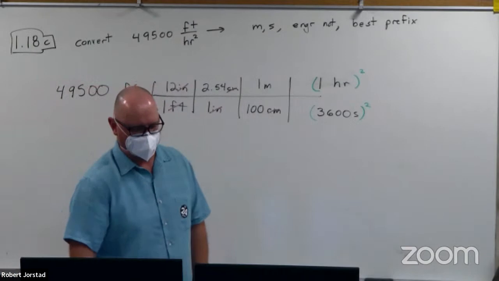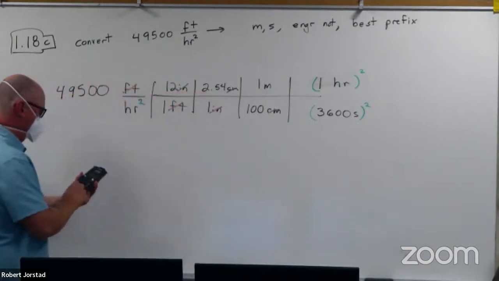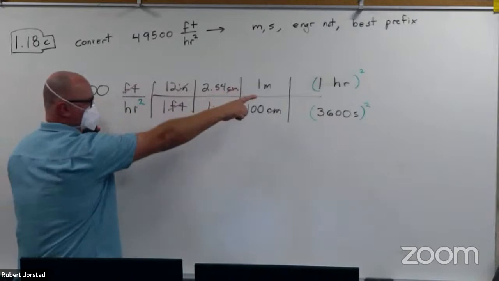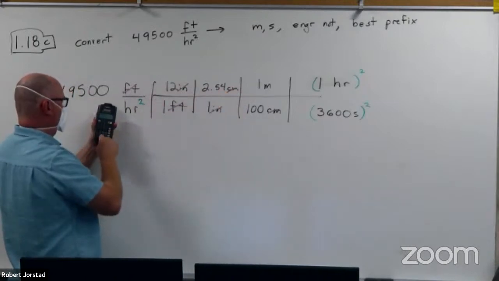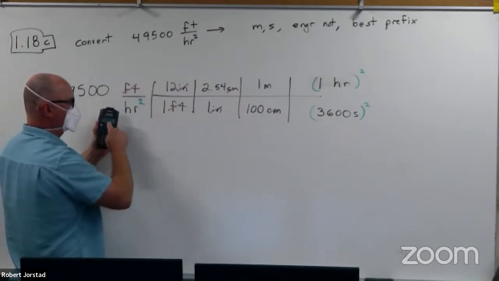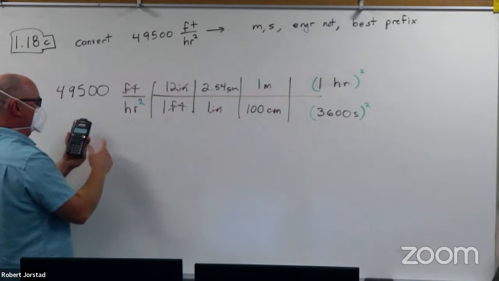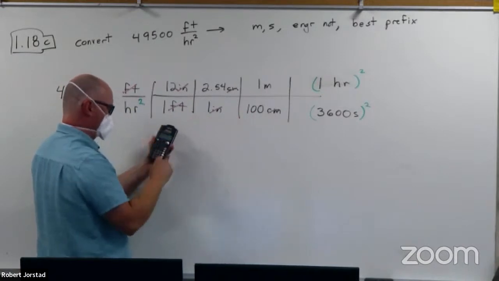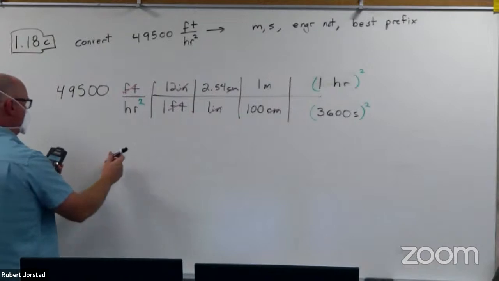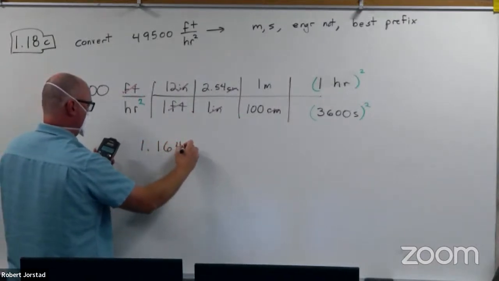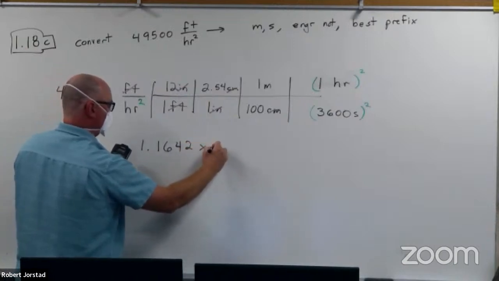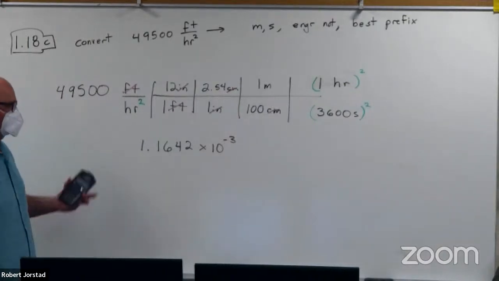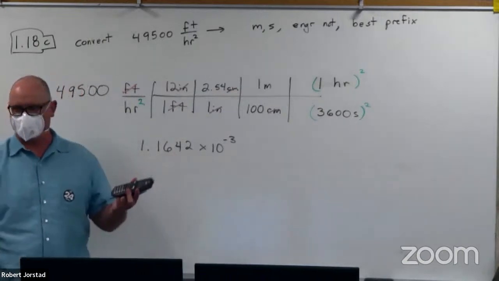What'd you get? Did somebody get it already? I'll do it as well. So now I'd say 49,500. I'm just going to do all the multiplies first and then all the divides. So I'm going to multiply by 12, multiply by 2.54. 1 squared is still 1. Then I'm going to divide by 1, divide by 1, divide by 100. Then I'm going to divide by 3,600 squared. Out of all that, I got 1.1642 times 10 to the minus 3, because my calculator is in engineering mode already. So that's the trick. If you know you want your answer in engineering mode, just change your calculator to engineering mode while you're doing the calculation.